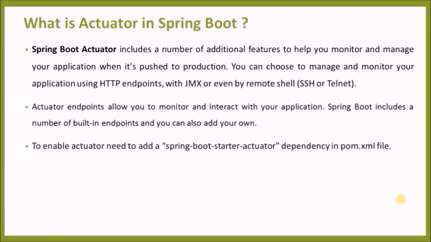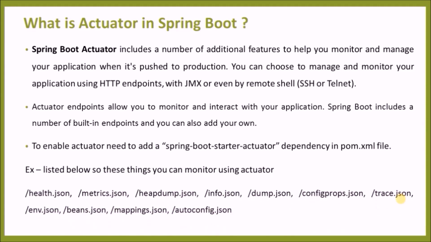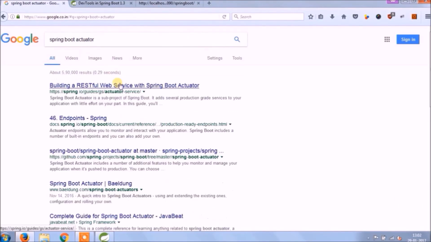To enable Actuator, you need to add a Spring Boot Starter Actuator dependency in the pom.xml file. Once you add it, you can monitor things like health, metrics, heap dump, info, dump, config props, trace, environment, beans, mappings, and auto-config using the actuator. Output comes as JSON. Let's check the Maven dependency for the actuator.